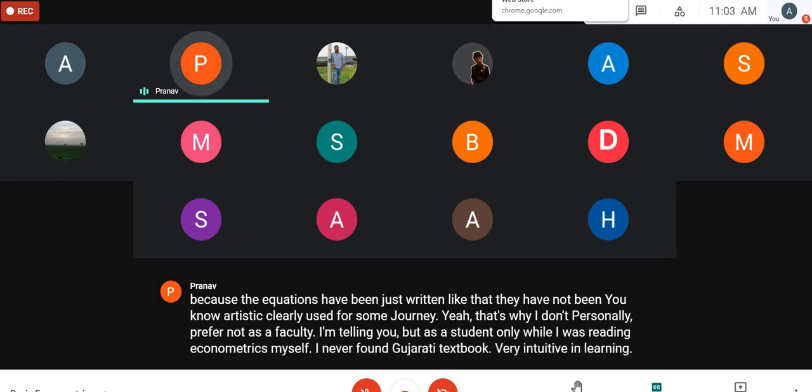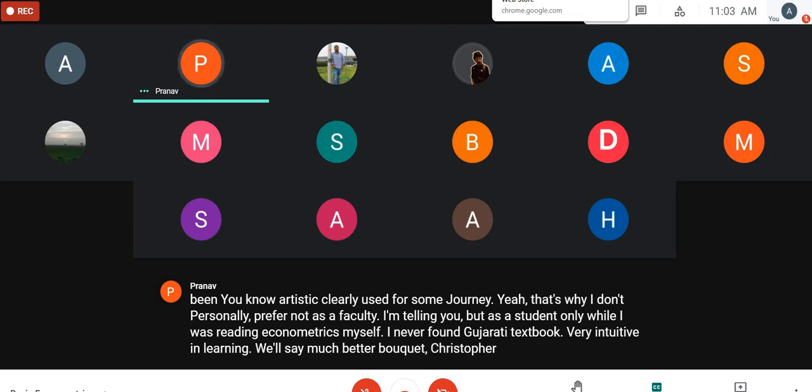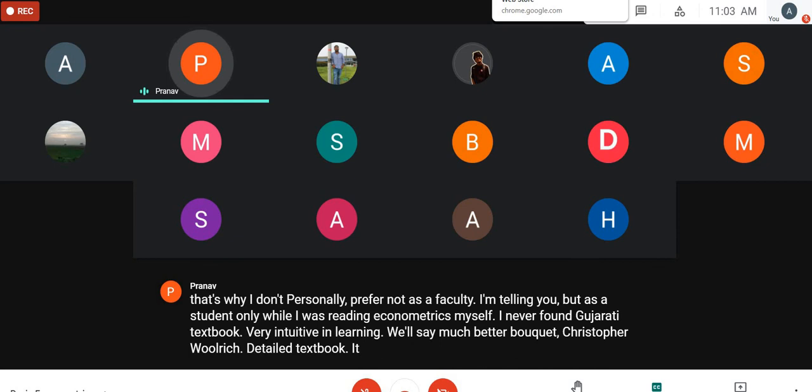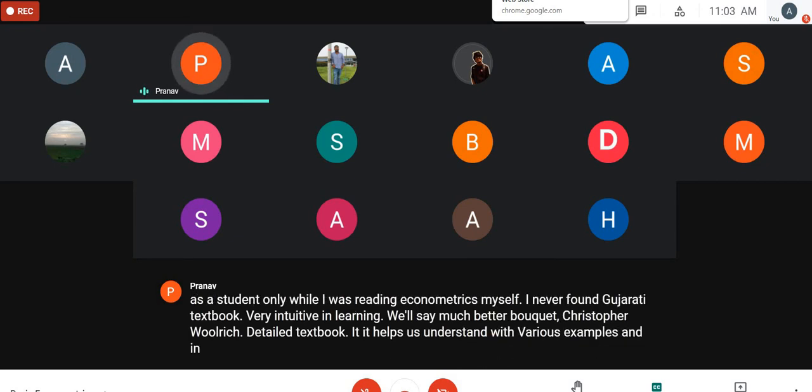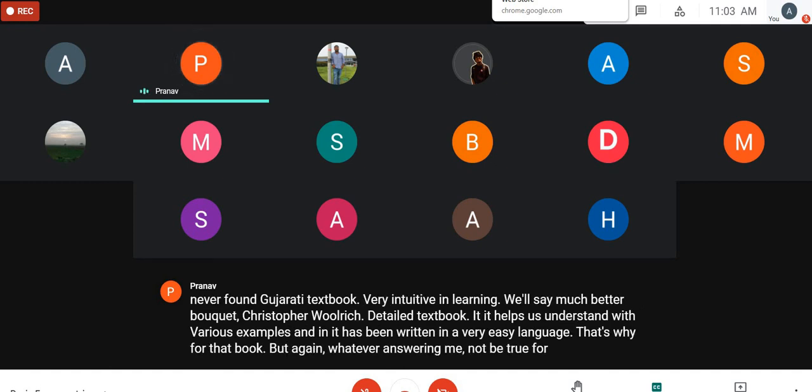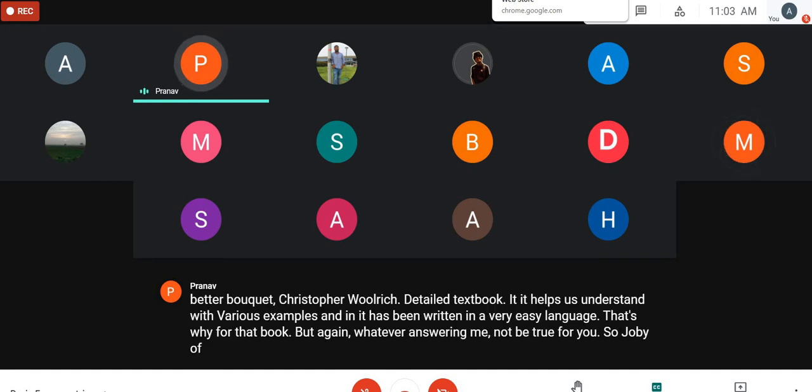A much better book is the one by Christopher Wooldridge, a detailed textbook. It helps us understand with various examples, and it has been written in a very easy language. That's why I prefer that book. But again, whatever I'm saying need not be true for you. So whichever book you find good, you can study from that book.